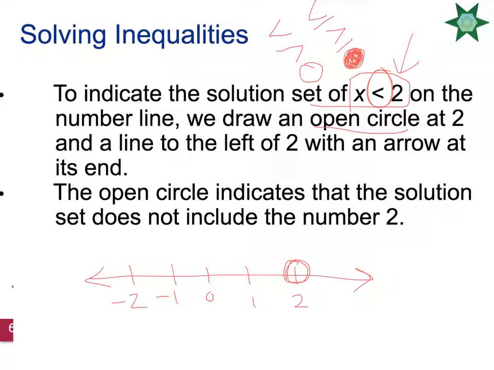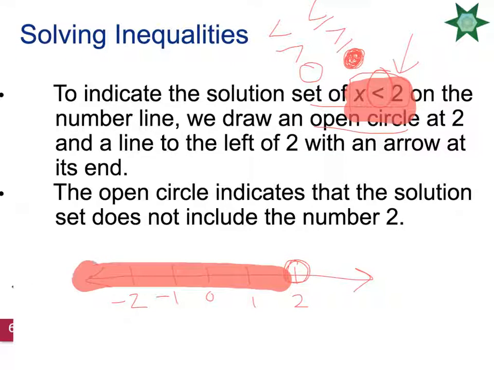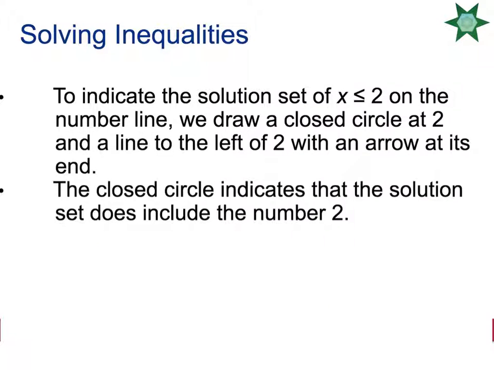And then you have to shade your line. We want x's that are smaller than 2. So numbers that are smaller than 2 would be numbers like 1, 0, -1. And you could go left forever, and so because you could go left forever, you end up putting an arrow on that line. So you have just shown the solution set. Any number that's to the left of the number 2 is going to be considered a solution.